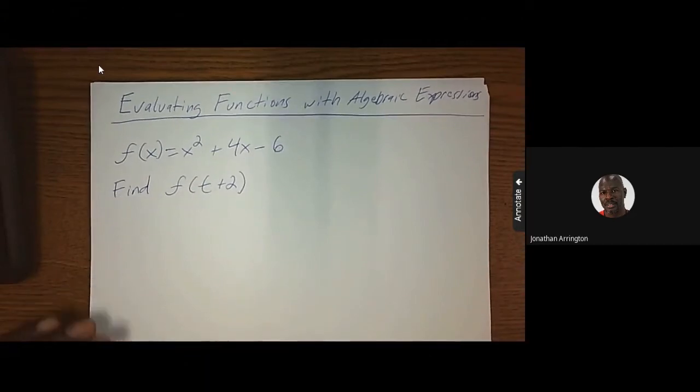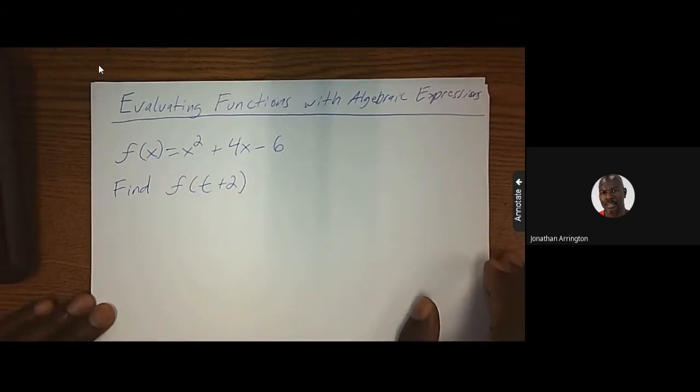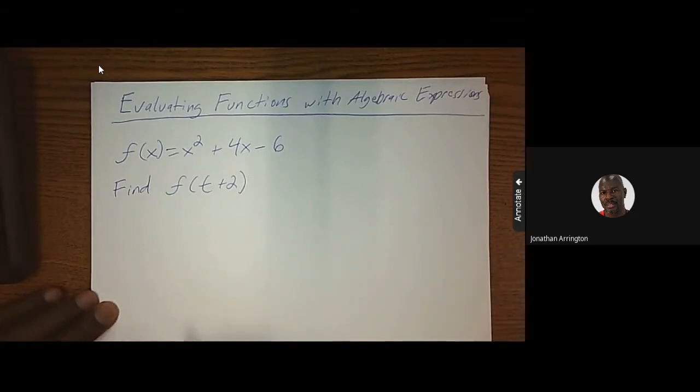Okay, greetings. This is a review of evaluating functions with algebraic expressions, one of the concepts people had some issues with. So what I'm basically going to do is work a few examples and explain as I go. As you can see, I have the function f of x is x squared plus 4x minus 6, and it wants me to find f of t plus 2.